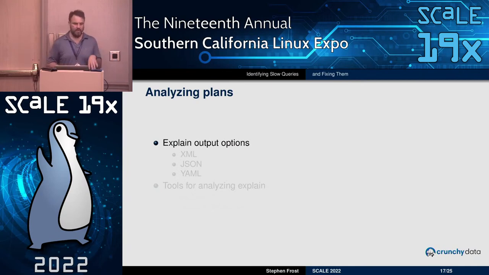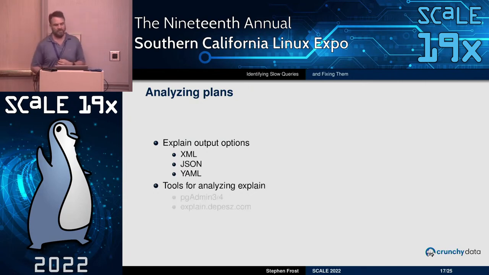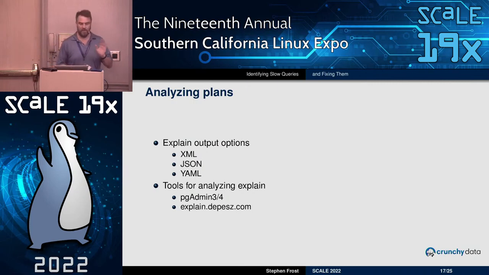When it comes to analyzing plans, there's a few different output options that you can use to get this, and then you can pull those out and put them into some different tools for analyzing those plans. I think somebody already did an explain talk at this presentation, so I'm not going to go too in-depth with explain itself, but if you have any questions about explain or explain plans, I'll be happy to answer them. Explain.tuples.com is particularly cool. If I have a few minutes at the end, I may pull that up and show you guys. pgAdmin 3 and pgAdmin 4 also have a pretty graphical thing for looking at explain plans.